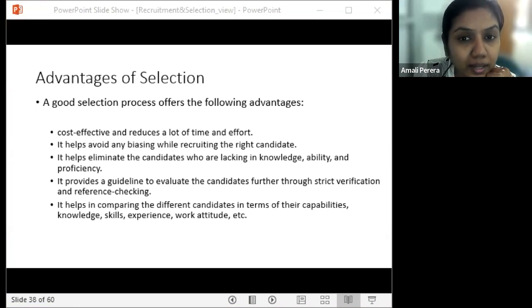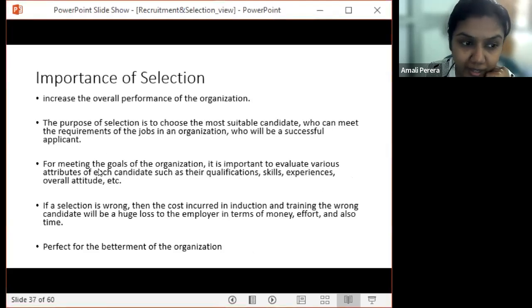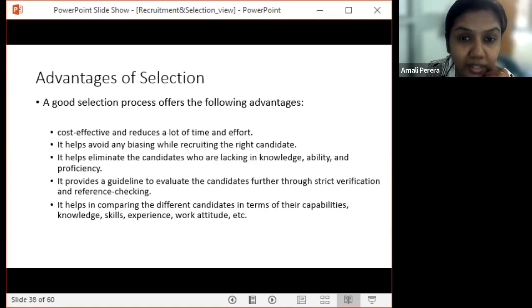Last time we discussed the importance of the selection process, why selection is very important to an organization and how it affects it. The same scenario can be applied to the advantages also. We'll see what the advantages of selection are.